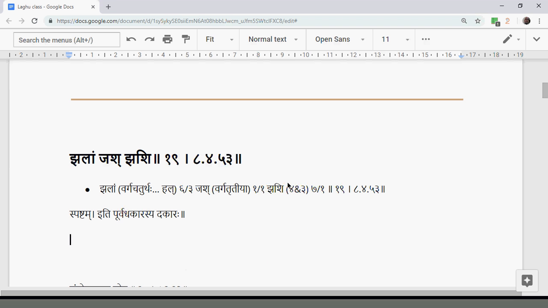Now sudyupasya iti jate, what happens here? He says it's spashtam, it is clear. What is clear here? Sudhya Upasya Iti Jate. In this, what is happening here now? This Su is there, Dhakara, Dhakara, and Yakara is there. What is he saying? Iti Purva Dhakarasya Dakaraha. Why Dakaraha? Dakara is Jash. Jabagada Da, which is the third of the class for Dhakara. Why Dhakara? Because Dhakara is a Jhal. Both Dhakaras are Jhal.